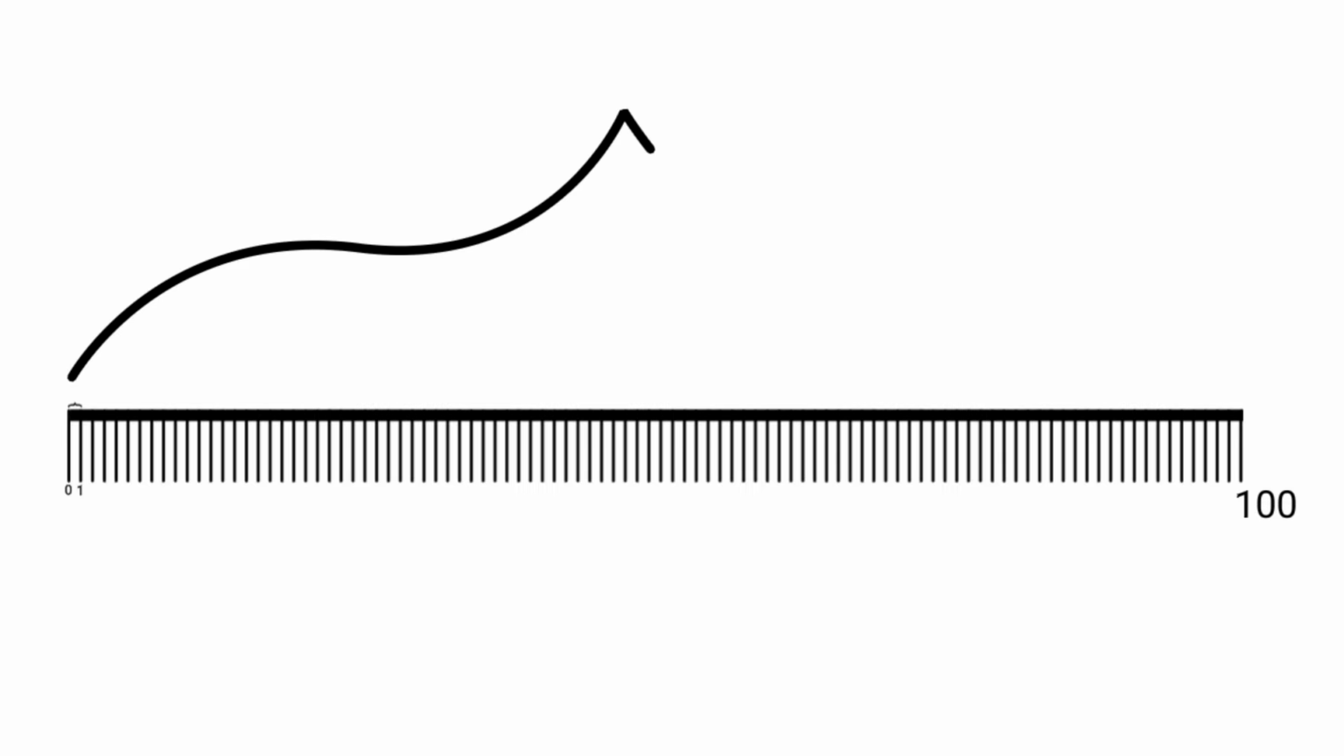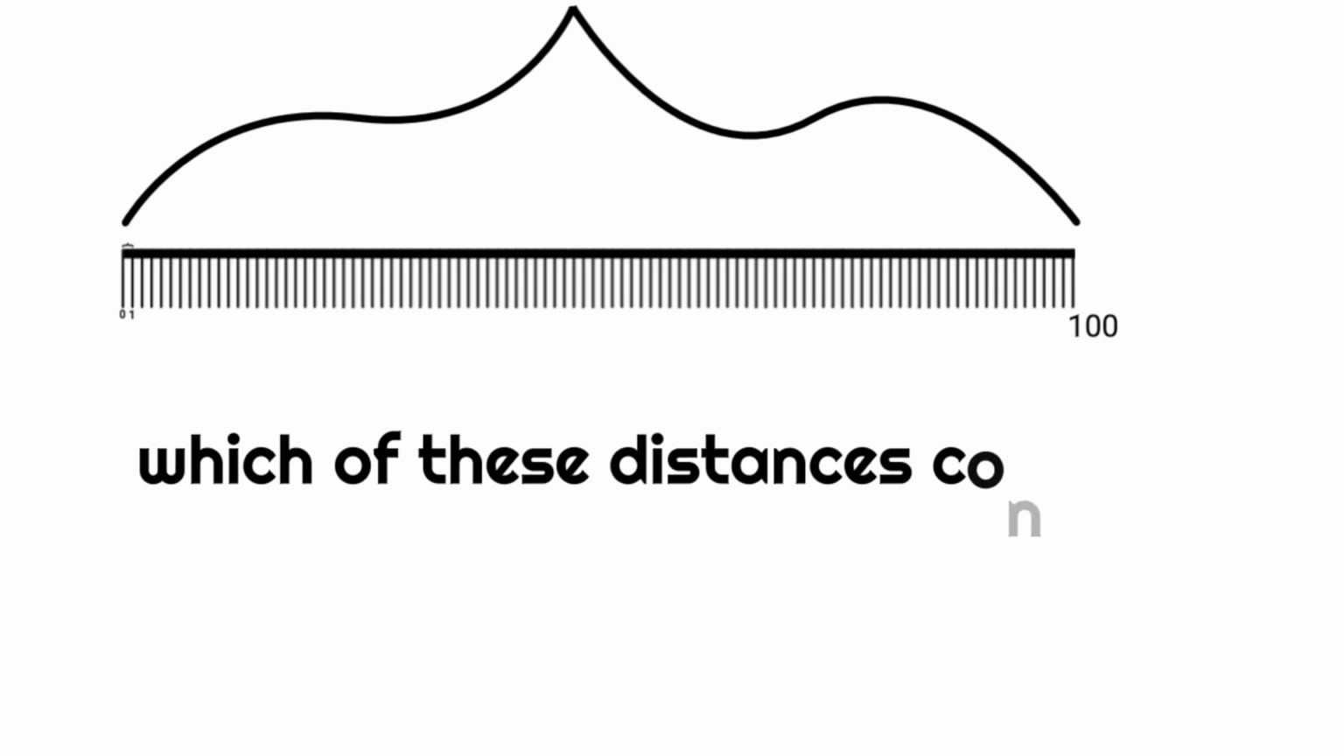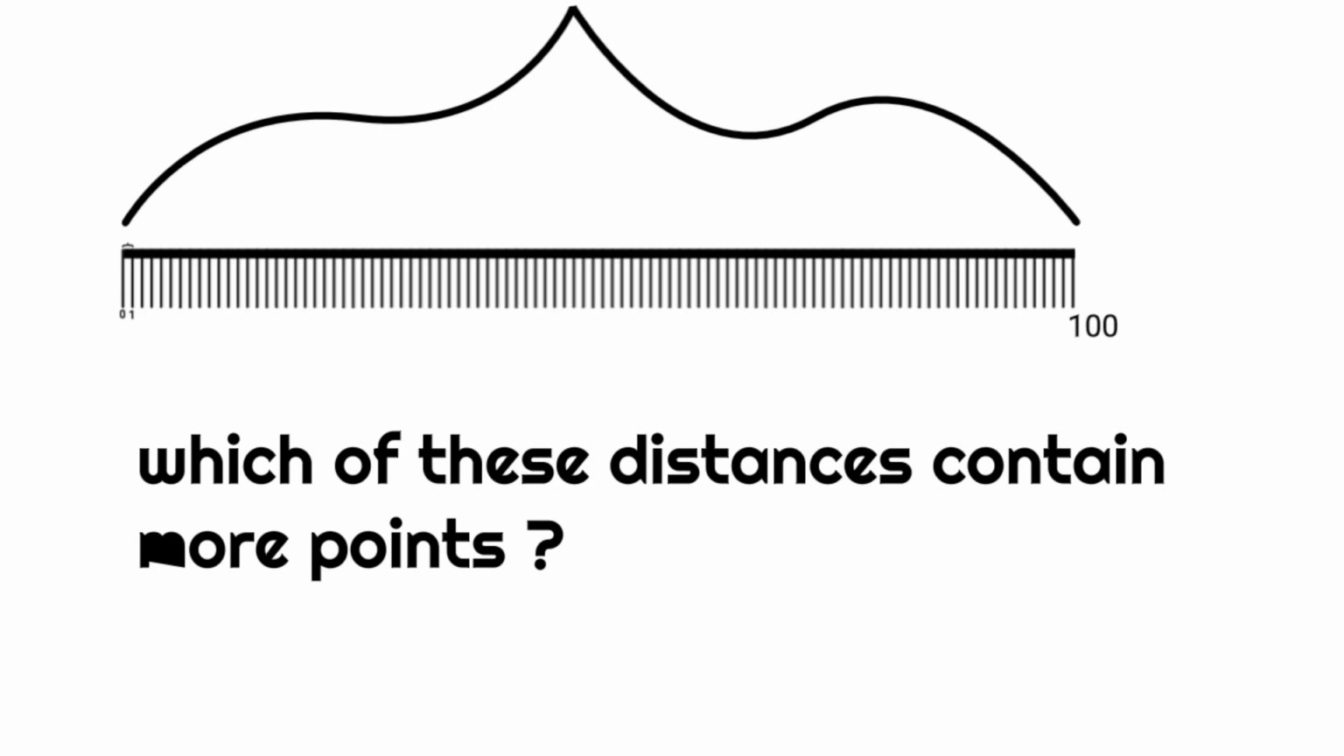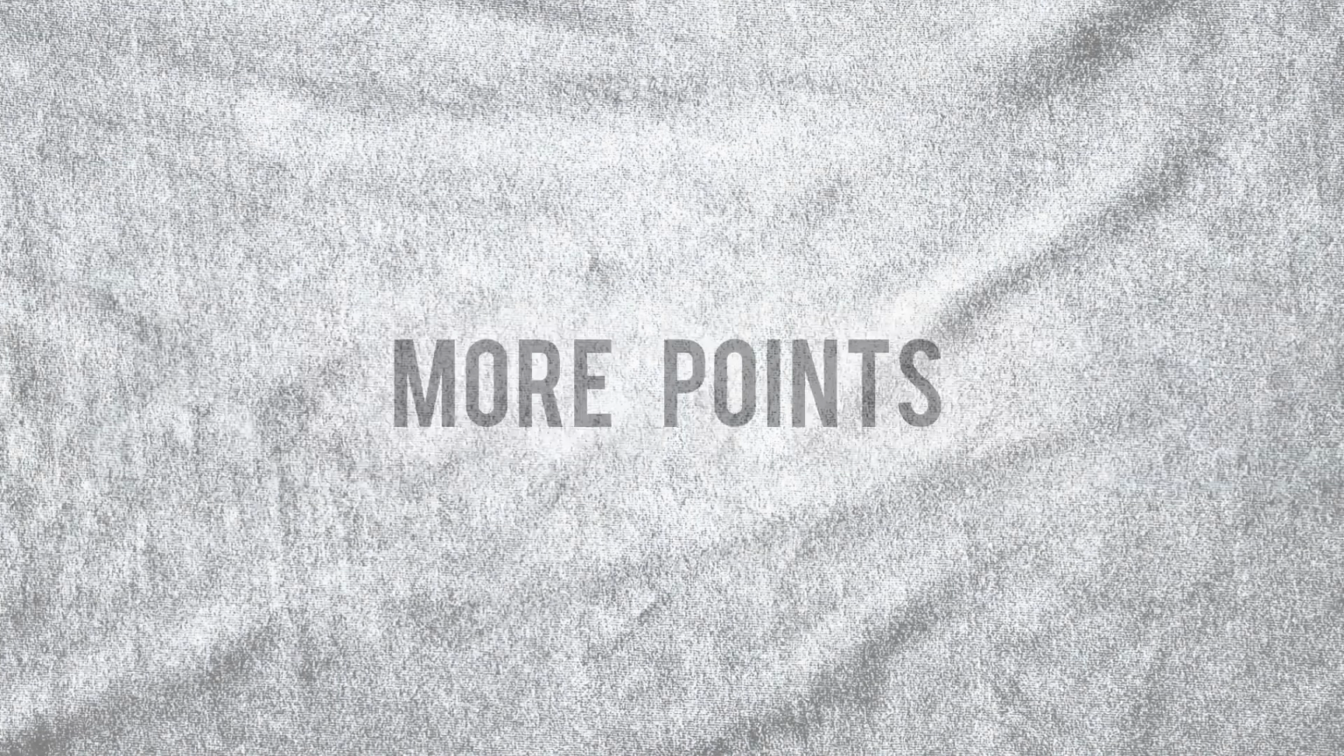Look at this ruler. Between 0 and 1 centimeter, there is a gap. Between 0 and 100 centimeters, there is a much larger gap. If I asked you which of these distances contains more points, you would probably think I'm asking a trick question. Obviously, the 100 centimeter line is bigger, so it must have more points.